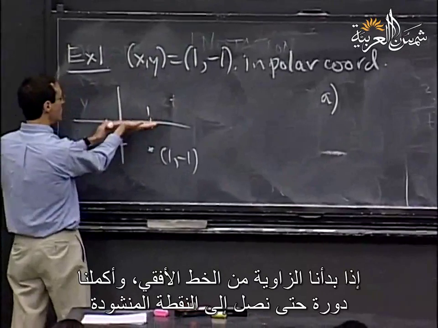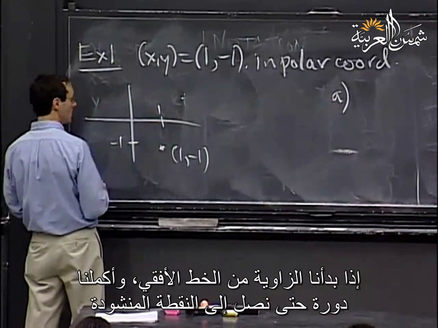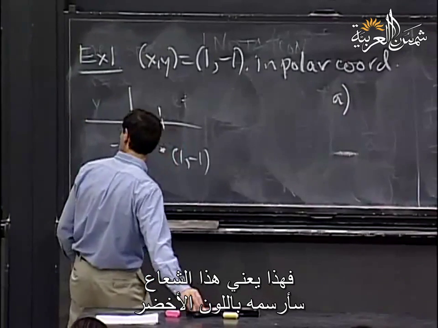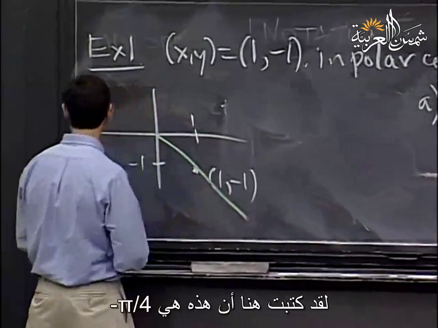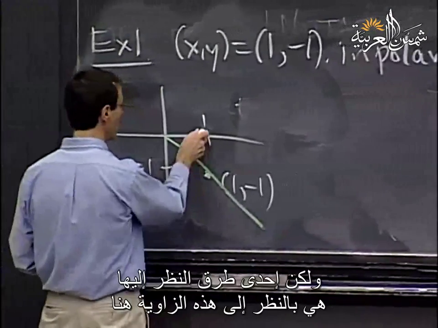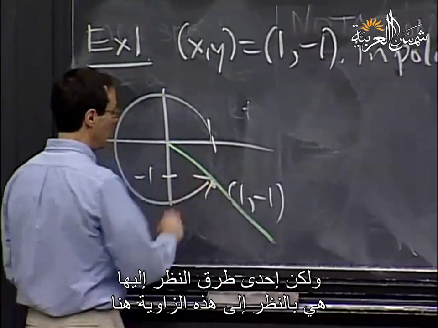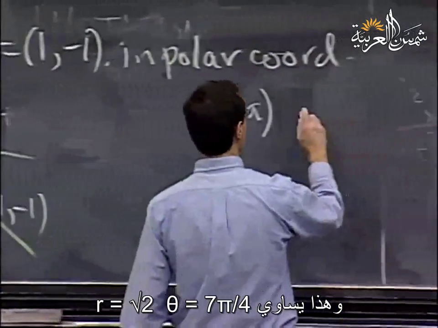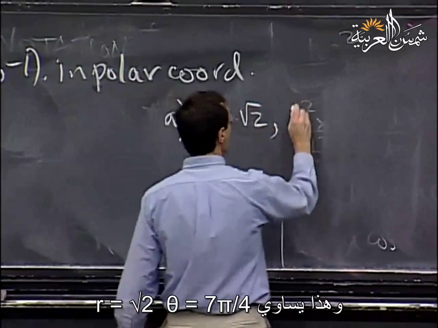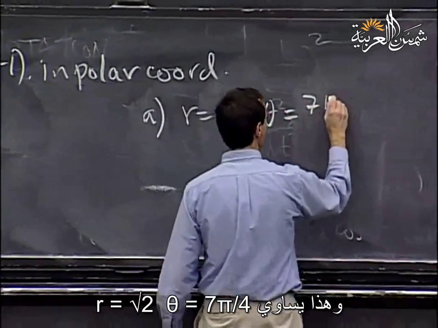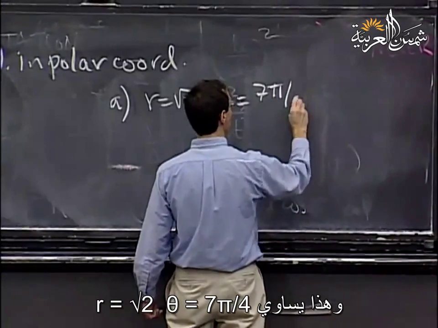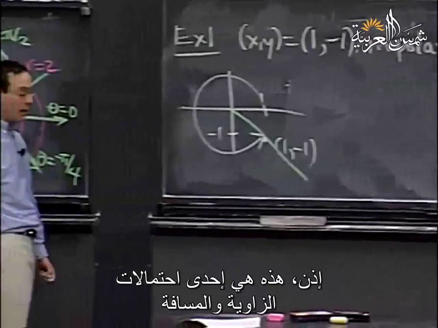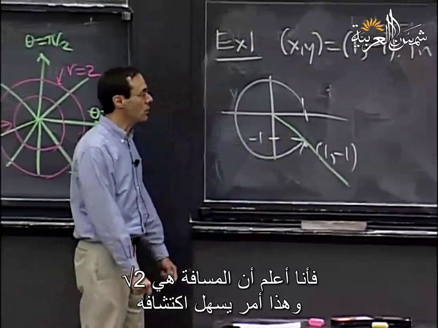If I start with the angle horizontally, I wrap all the way around. That would be to this ray here. Let's do it in green again. All right? I labeled it actually as minus pi over 4, but another way of looking at it is that it's this angle here. So that would be r equals square root of 2, theta equals 7 pi over 4. All right? So that's one possibility of the angle and the distance. I know the distance is square root of 2. That's not hard.